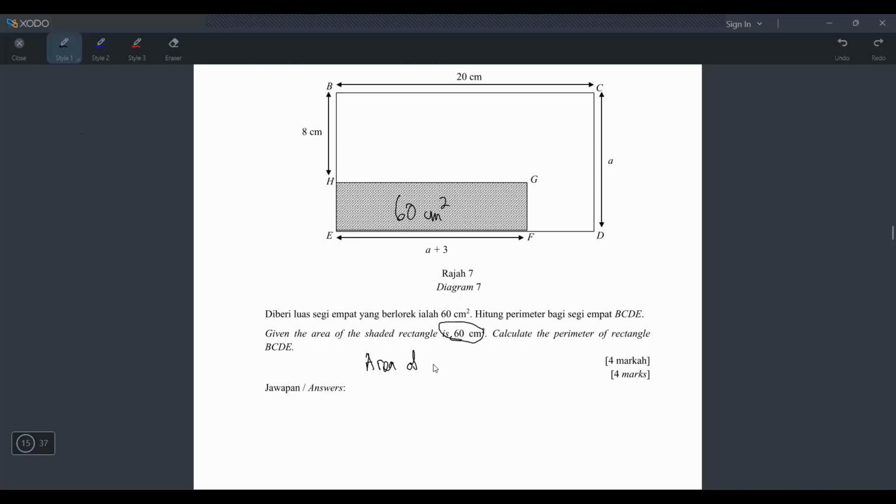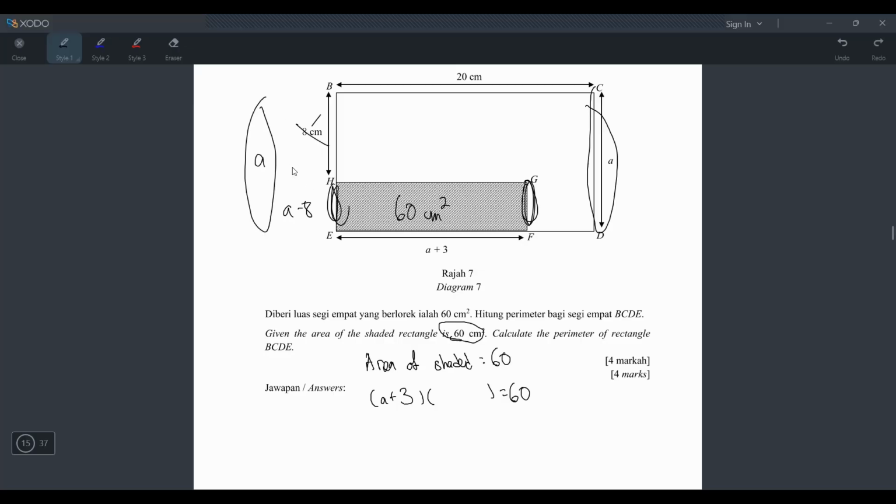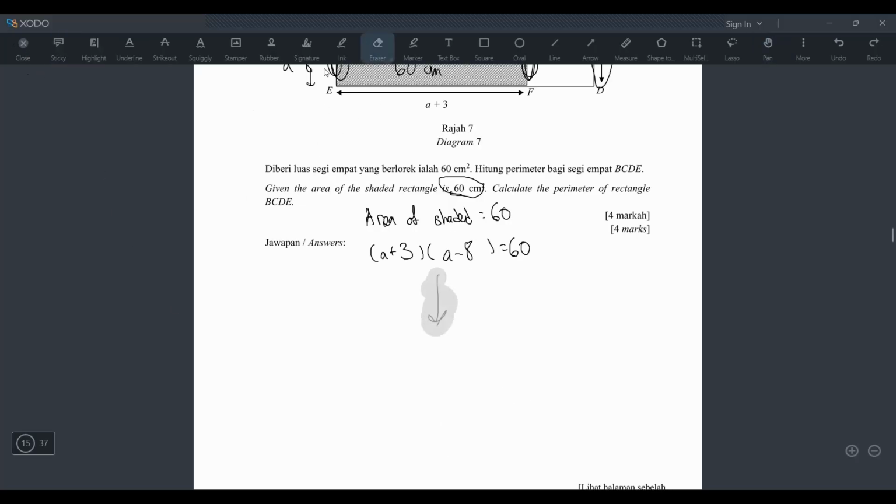The area of the shaded region equals 60, and we know the shaded region is a rectangle, so we can say base times width equals 60, and the base is a plus 3. And then what is the width? It is a minus 8, because the whole thing here is a, and I minus the 8, then I get this part. So (a plus 3) times (a minus 8) equals 60. After I solve, I can find a. After I find a, I know the length, then I can find the perimeter. Very easy.